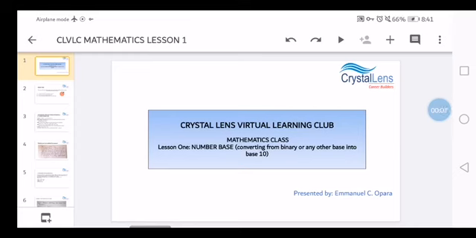My name is Emmanuel Apara and our lesson 1 for today is on number base. In this topic we're going to be learning how to convert numbers from the binary form into base 10, and also numbers in any other form into base 10. This is basically what we're going to be doing on this topic today.